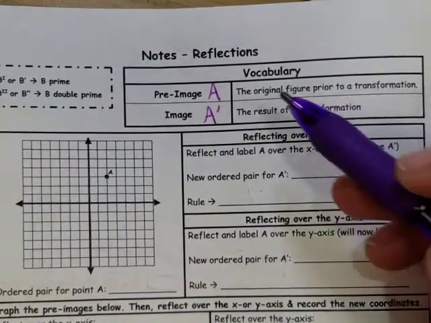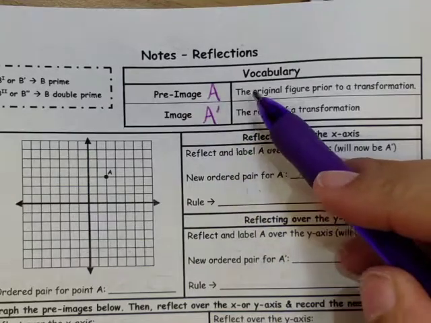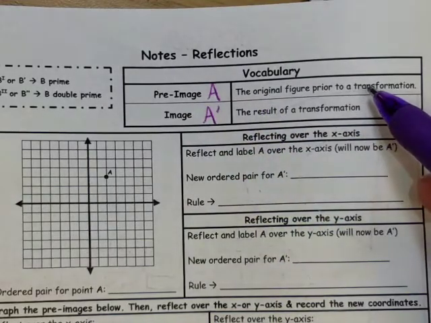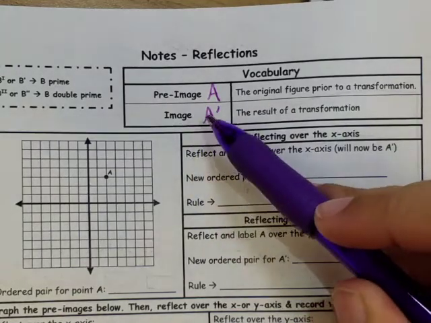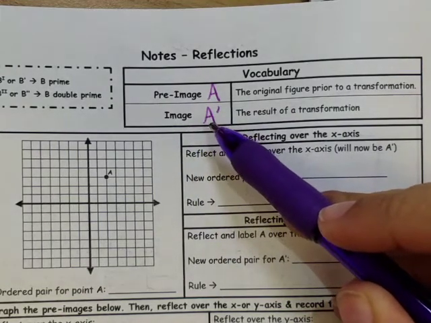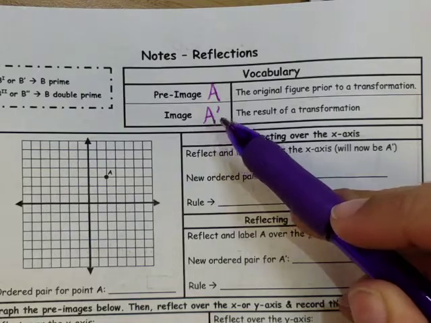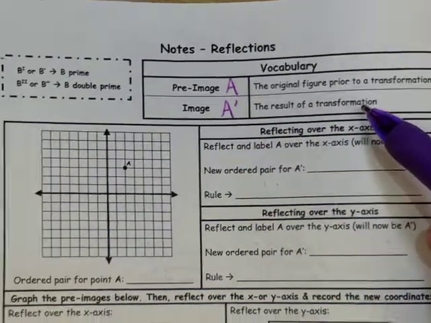Let's look at some vocabulary. We've got a pre-image, which is the original figure prior to transformation. Transformation just means you're changing something. And then you've got your image, which is your new point, your new figure. So it's the result of a transformation.